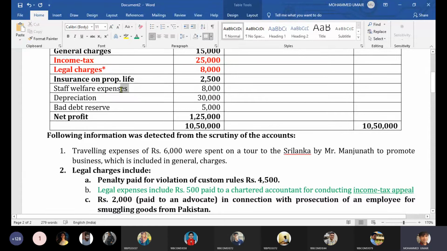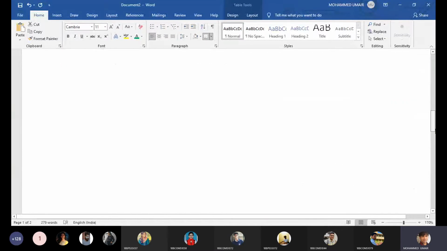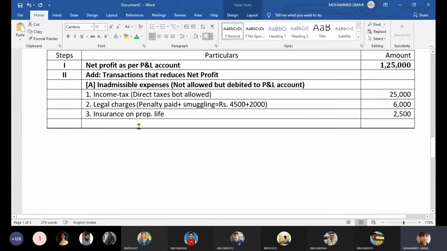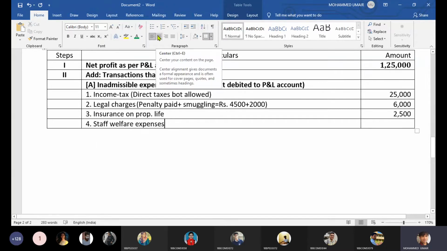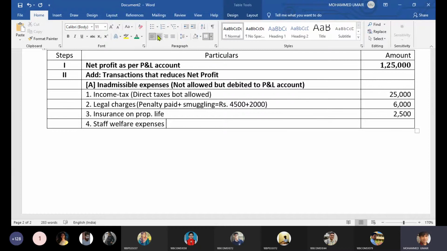Next, you have staff welfare expense, which is allowed. I told you the other day, there's a difference between staff welfare fund and staff welfare expenses. Staff welfare fund is created by the owner of the shop or the assessee by collecting some money from all the employees. So he maintains that fund. Every month he deducts some money from all the employees' salary and a fund is maintained. And in case there is any emergency, the same fund is used for helping the employee.